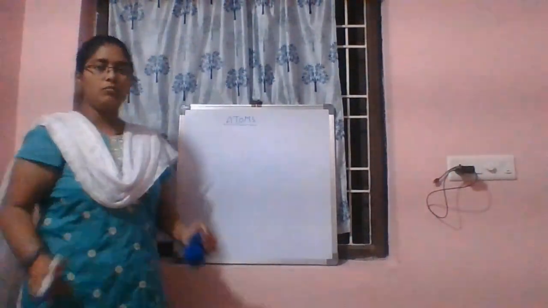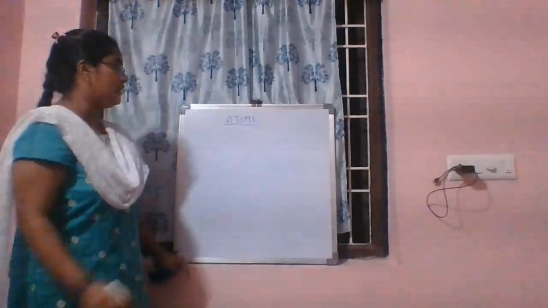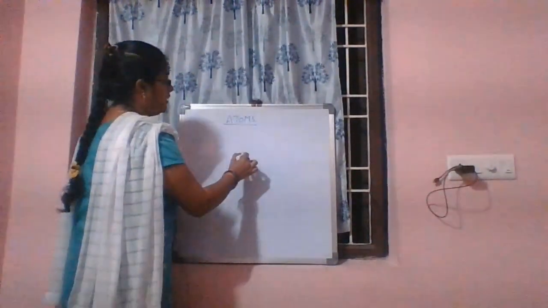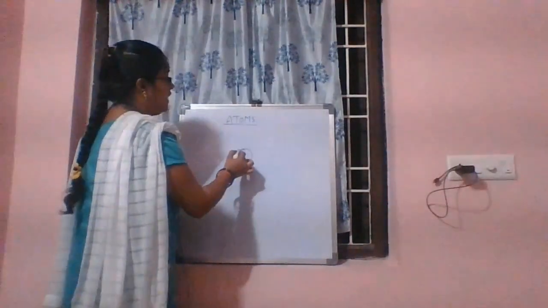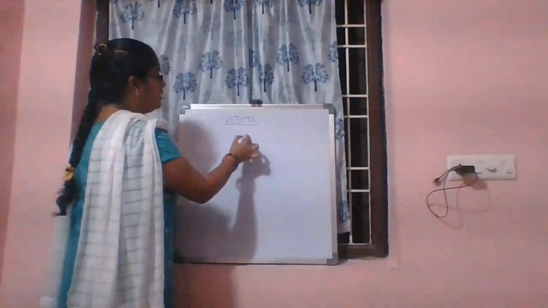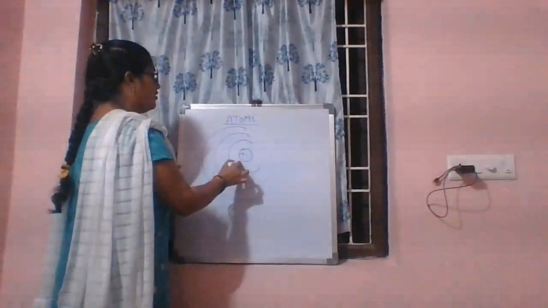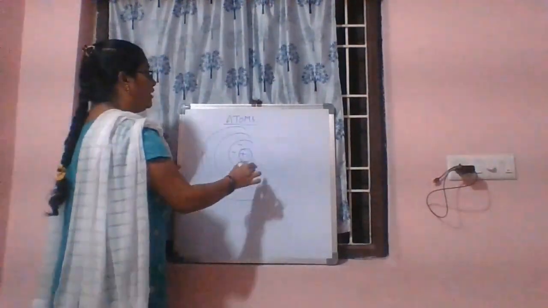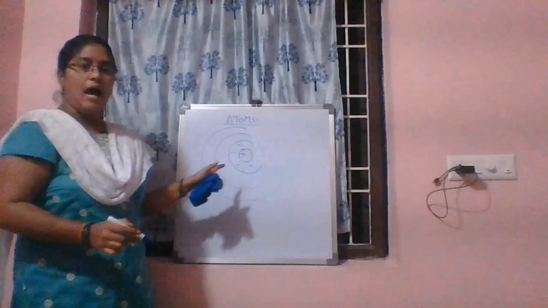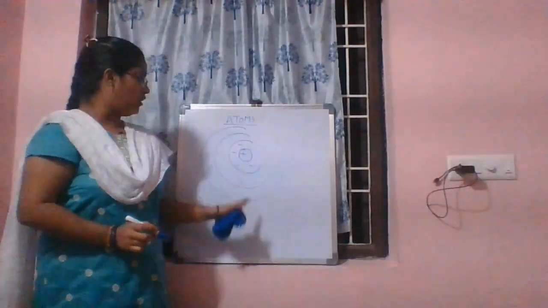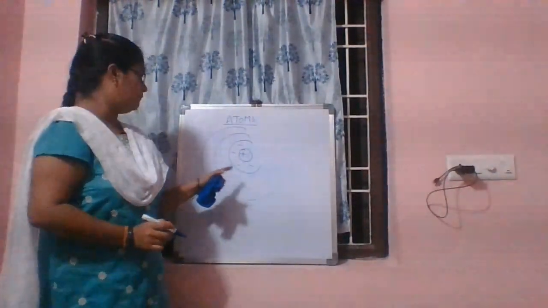What drawback does the Rutherford model have? Here he told that there will be a nucleus, and around it the electrons in shells, the electrons will be revolving around the nucleus but in indiscrete paths. It was told by Rutherford.